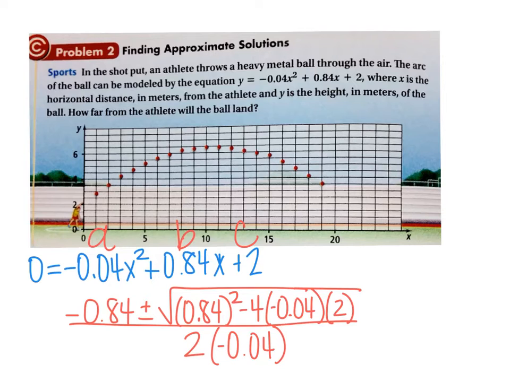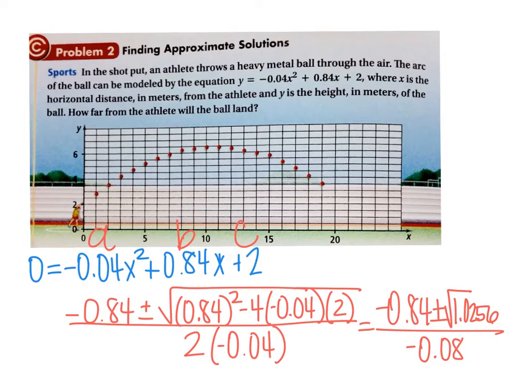So you always do parentheses first, and that also means underneath the radical. So we're going to simplify what's underneath the radical. And that's going to end up being 1.0256. So it's going to be negative 0.84 plus or minus the square root of 1.0256, all over 2 times negative 0.04, which is negative 0.08.